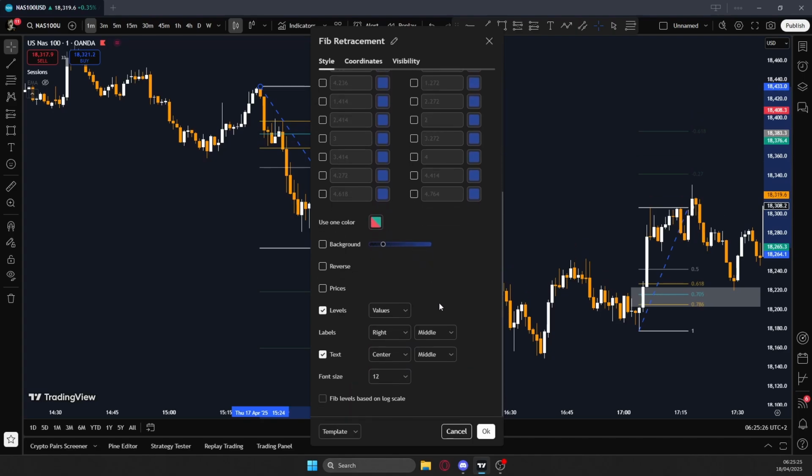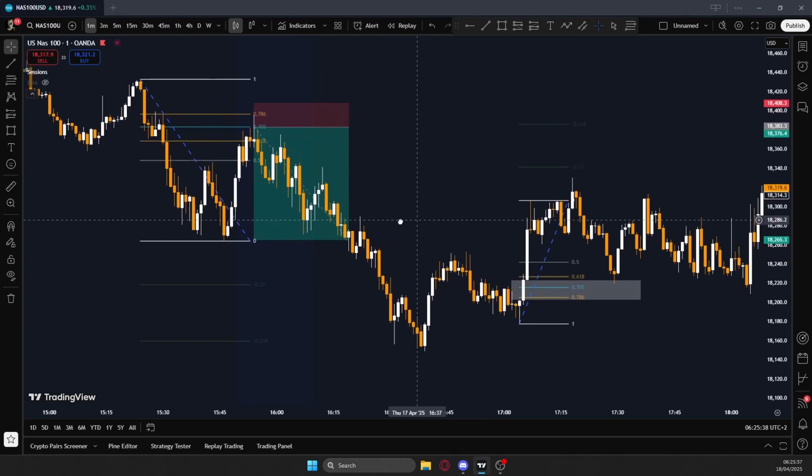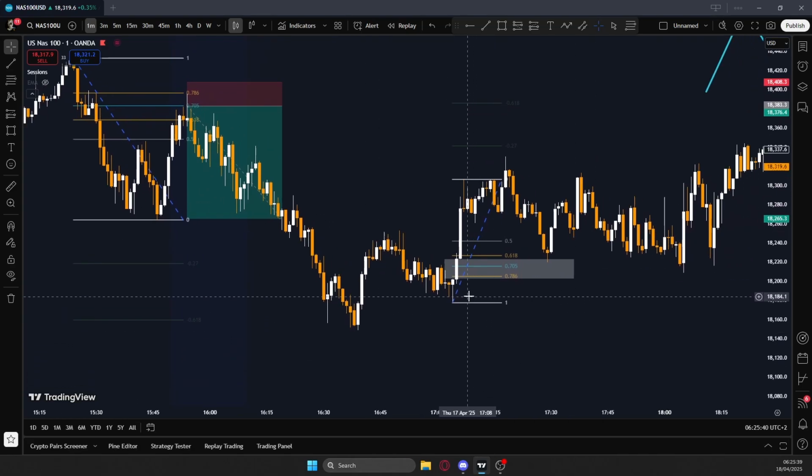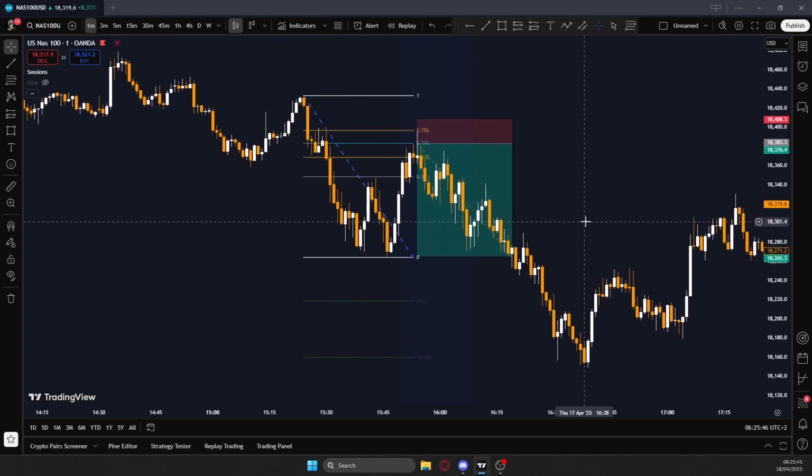And I would suggest that you put the text center middle and the levels as values, so it'll look similar to what I have here, just in case you get confused otherwise. But that's pretty much it. Like, OTE is actually a very simple concept to add to your trading. I would suggest that you don't make this like your main thing. Like just this, you can technically make that work, but I would suggest that you actually combine this with other concepts. Again, like I said, the fair value gaps or the order blocks.